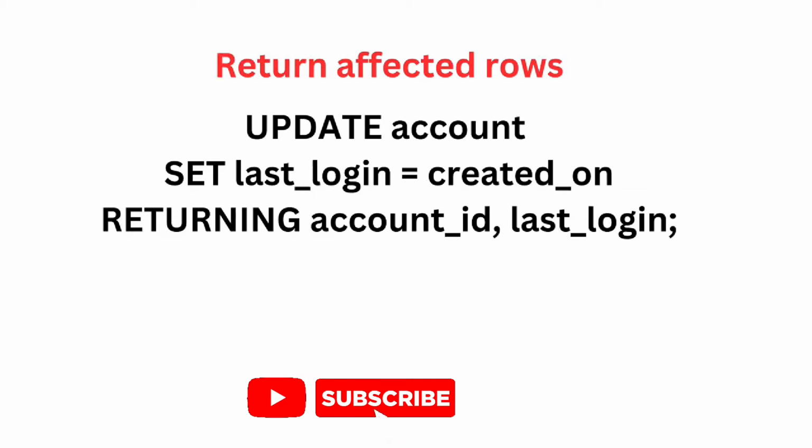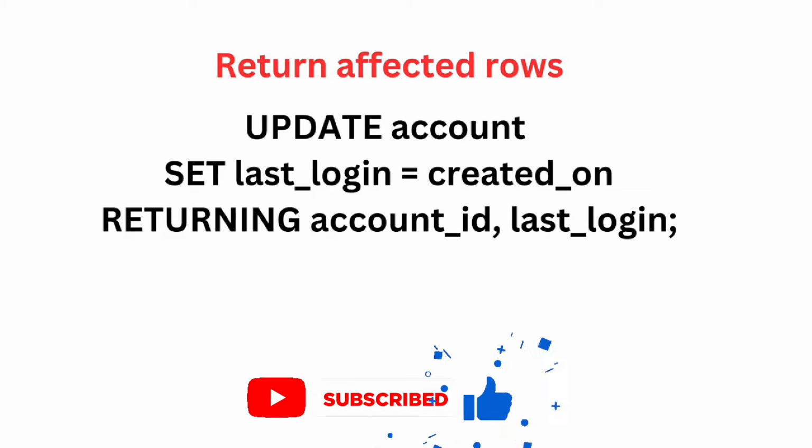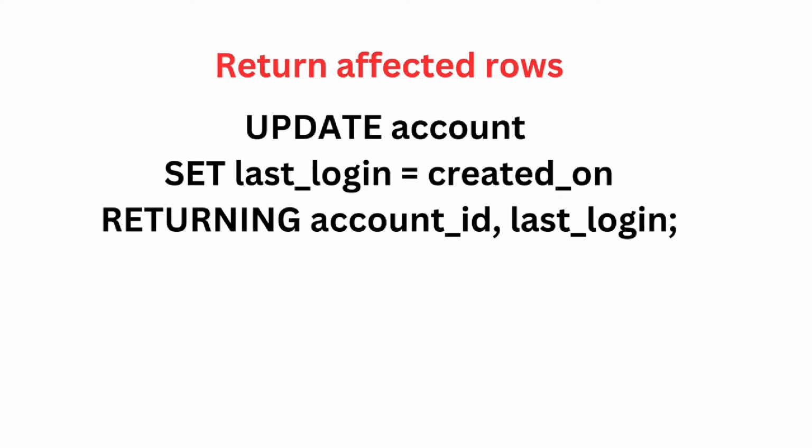We can also return the rows that are affected. If you just run one of these update commands, you don't see any results. But if you do want to see particular columns that were affected, you can write something like update account table, set last login column equal to the created on column, and then you can say returning and choose the columns you want returned, and it's going to return the rows that were actually affected. And you can return all the columns or a subset of columns. It's really up to you. Let's go ahead and explore this further in PG Admin.